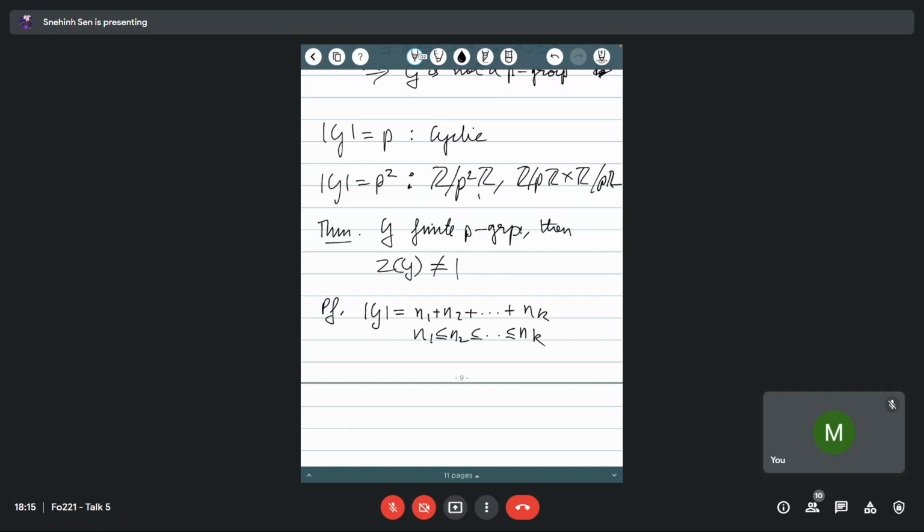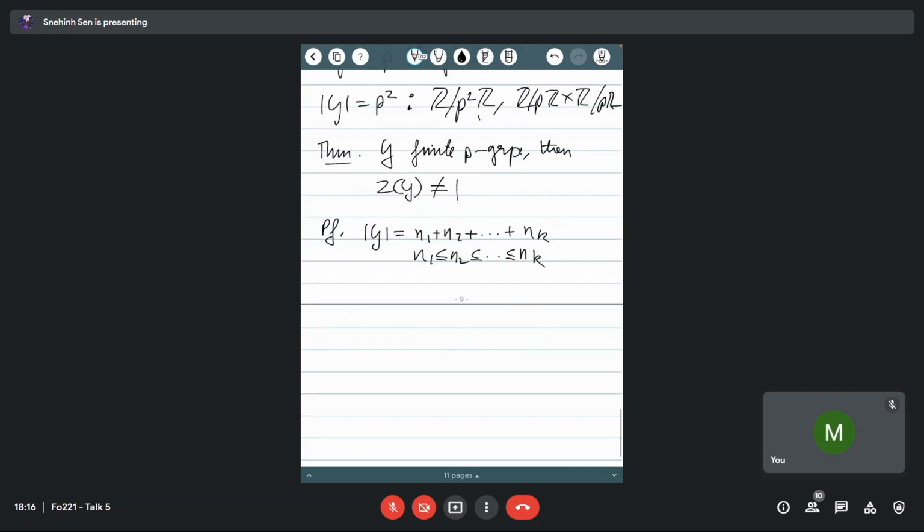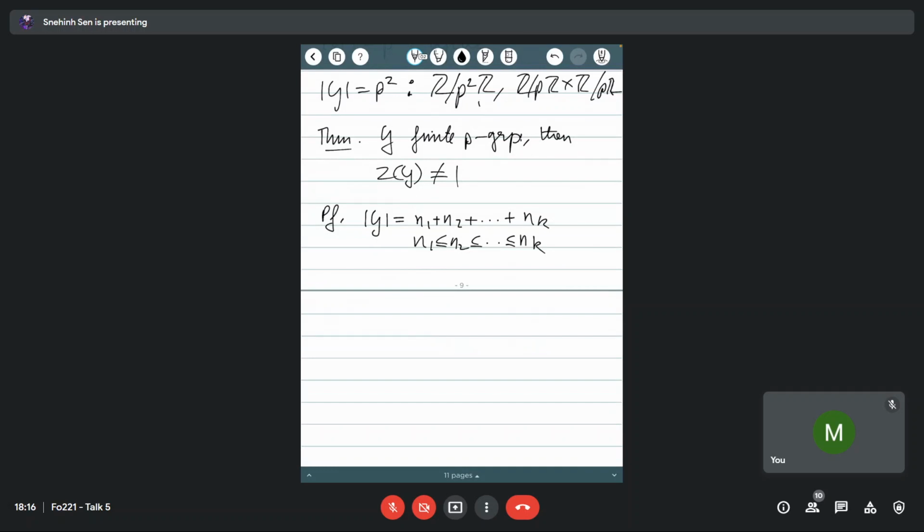So tell me what the proof is. Sir, we use the class equation: the summation of the index of the stabilizer of A equals the order of Z(G) plus the summation of the index of the centralizer of A. Perfect. And then the order of Z(G) is what we need to find, but the other terms will be divisible by P. So the order of Z(G) has to be divisible by P, but it is at least 1, so it's more than 1.